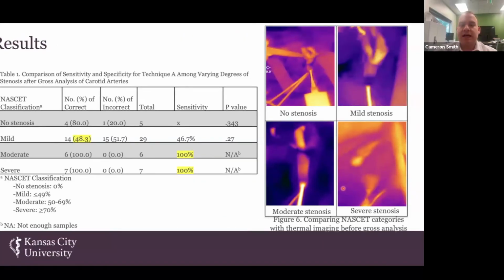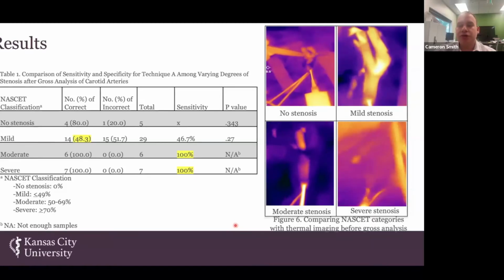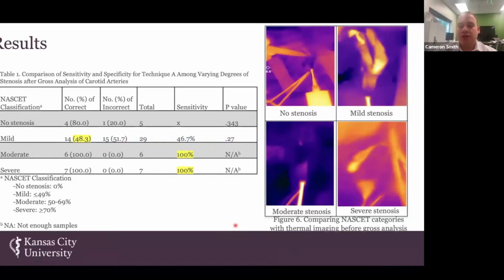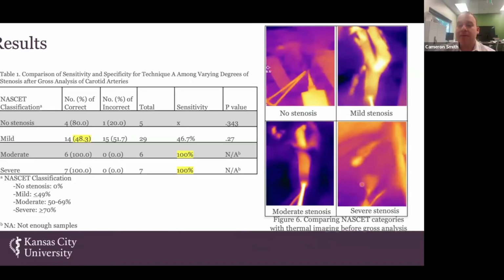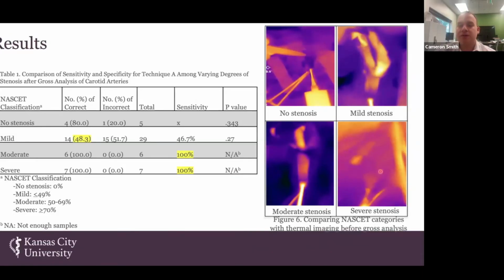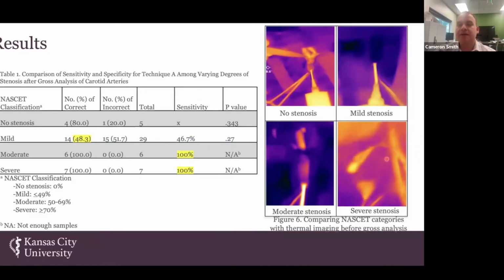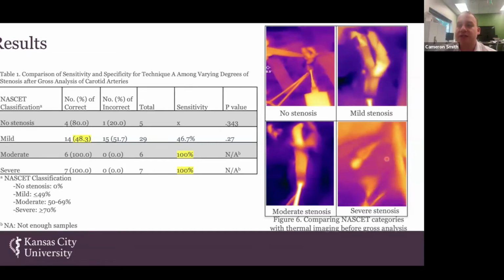On the right side are those different NASCET classifications, from no stenosis through severe stenosis. For severe stenosis, it may look like there is nothing really happening, but right here is the external carotid artery with some stenosis, and you really don't see anything being pushed past here. That's because the internal carotid artery was 100% occluded.